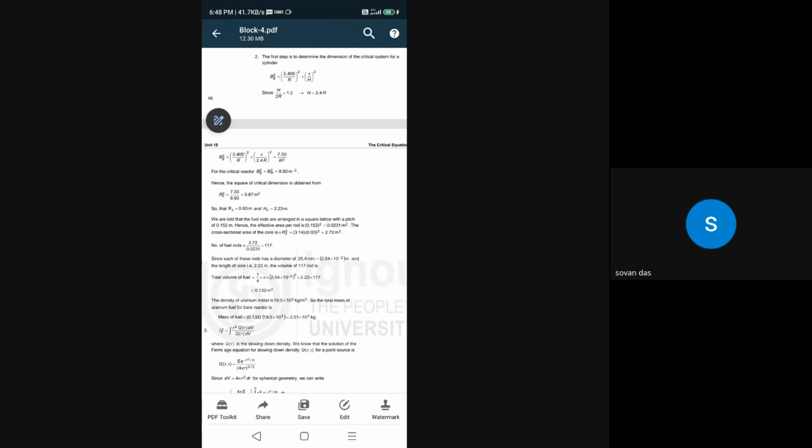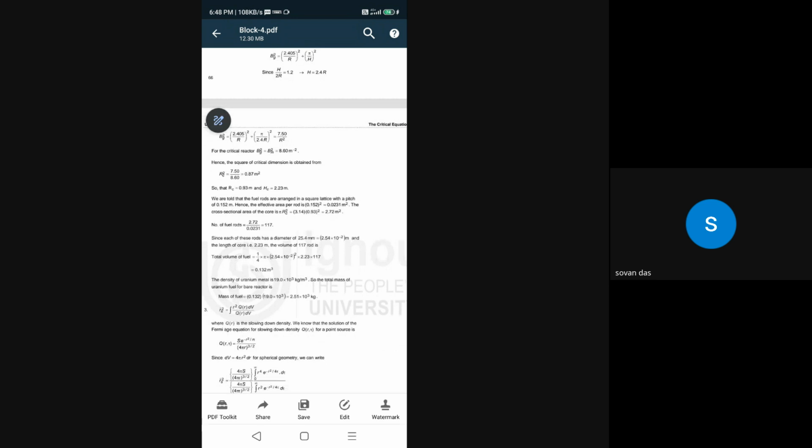Since each of these rods has a diameter of 25.4 millimeter, which is equal to 2.54 into 10 to the power minus 2 meter, and the length of the core is 2.23 meter, the volume of 117 rods, that is the total volume of the fuel, is equal to 1.4 multiplied by pi multiplied by (2.54 multiplied by 10 to the power minus 2) square multiplied by 2.23 multiplied by 117, which is equal to 0.132 meter cube.